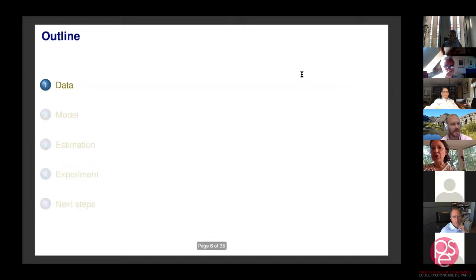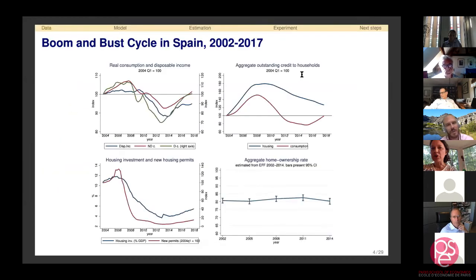So let me start with the data and give you a brief picture of this boom-bust cycle in Spain. Most of you probably already know something about it, but here I'm showing you four plots of aggregate variables.